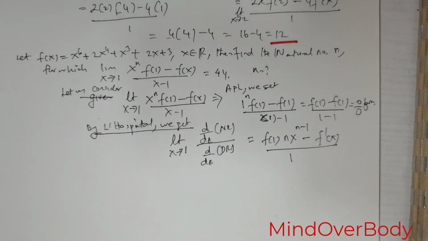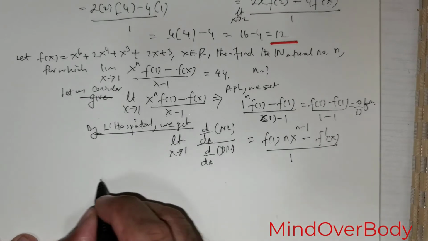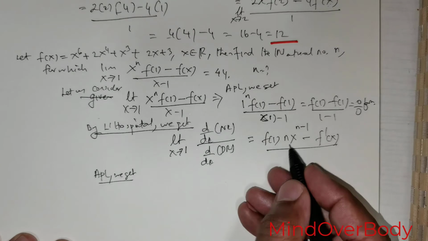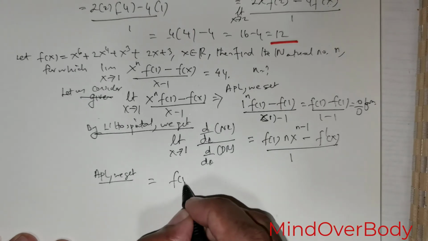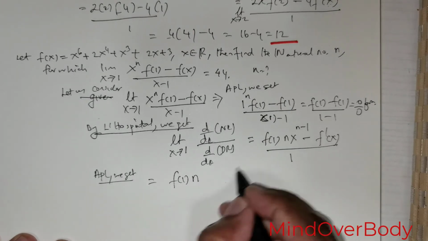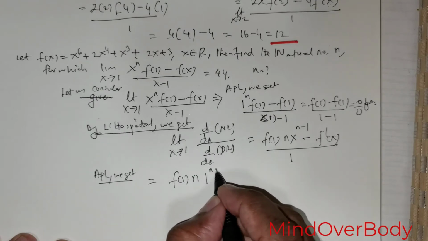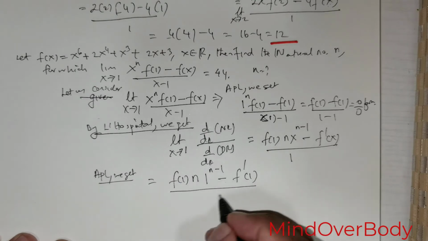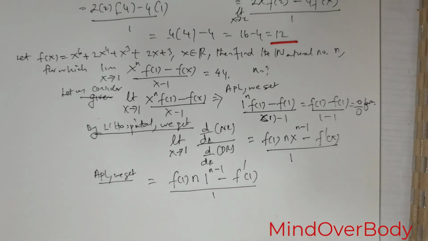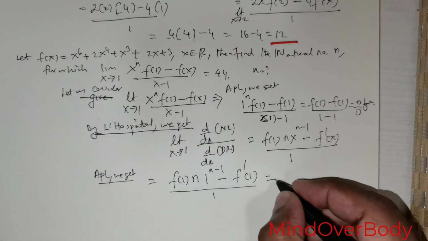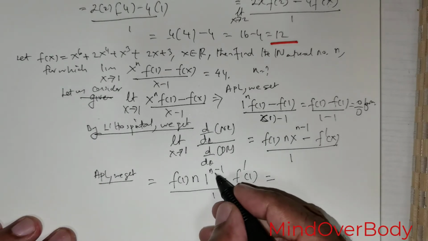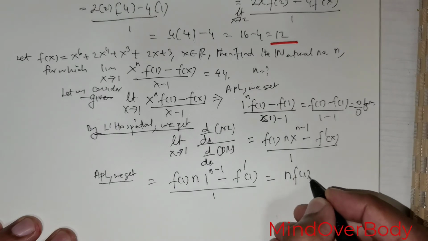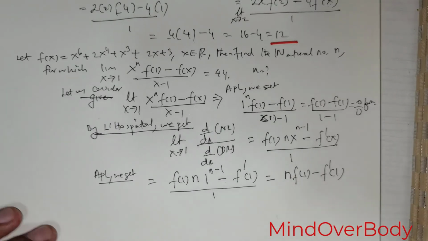So now the question is applying the limits. In place of x I substitute 1, so it's going to be f(1) times n times 1^(n−1) minus f'(1), divided by 1. We don't have to specify that, but just for the sake of consistency I placed 1 there. Now 1 raised to the power of n − 1 is 1. So we got n times f(1) minus f'(1).